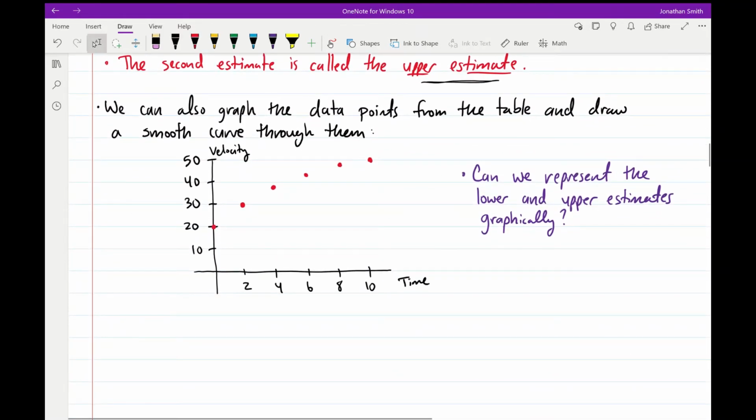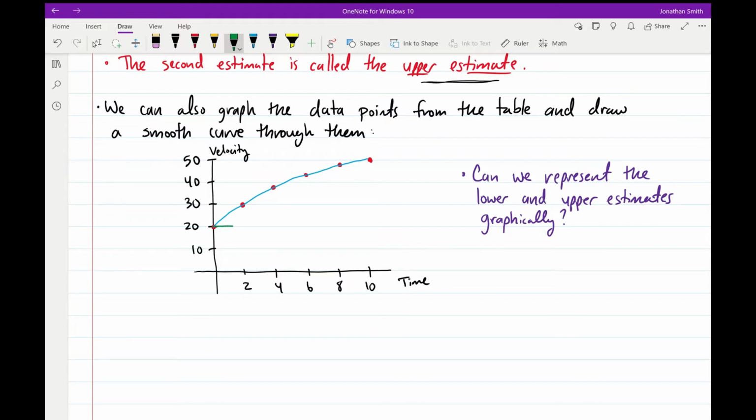So we can also use the data points from the table to plot a graph and then draw a smooth curve through those points. So I took the liberty of plotting the points already, but you can double check that these are correct if you want to. And I can draw a smooth curve through these points. And I want to show that the lower estimate and the upper estimate have a graphical interpretation using this picture that I have. So for the lower estimate, we're assuming that the velocity is constant, and we're using the velocity on the left-hand side of each of the intervals here.